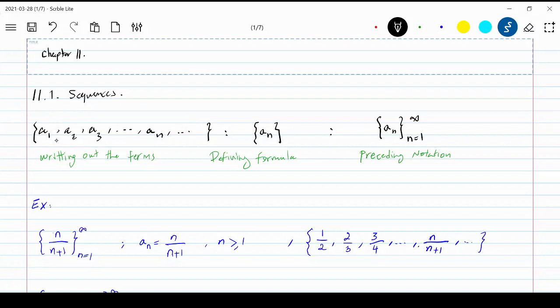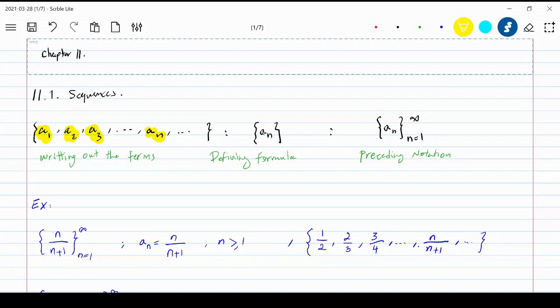A sequence is a set of numbers with a definitive order. So let's say you have first element, second element, third element, and so on of the set. So these are a1, the first element, a2 is the second element, a3 the third, and so on. An, or a_n, is the nth element of the set. And you can represent the sequence by writing out all the terms of that sequence. This is one way to show it.